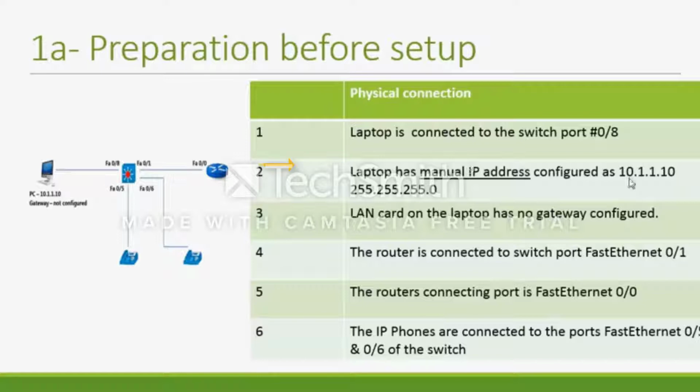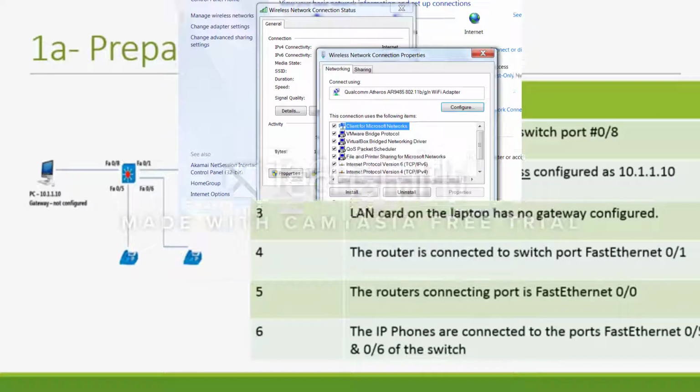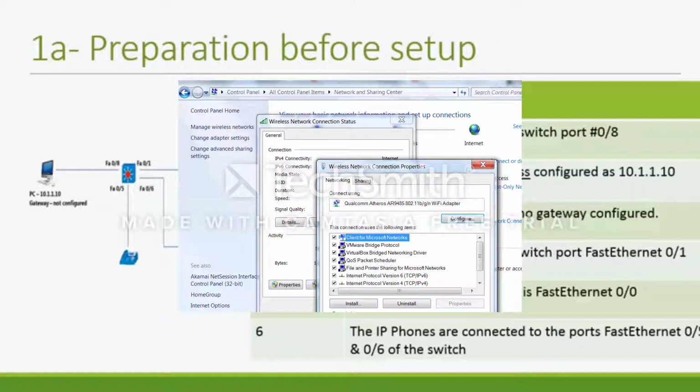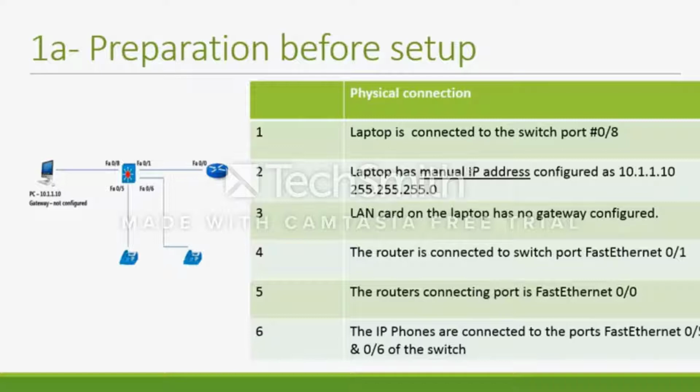The laptop has a manual IP address configured as 10.1.1.10. This one over here. The LAN card on the laptop has no gateway configured. We need to configure that on our computer. Try to check how to configure the IP address of a computer. Usually you go to view connections or view local connections in the network section on your computer, and you do that on the IPv4 address. And you manually configure. In case you need information on how to do that, you better Google it or go to YouTube.